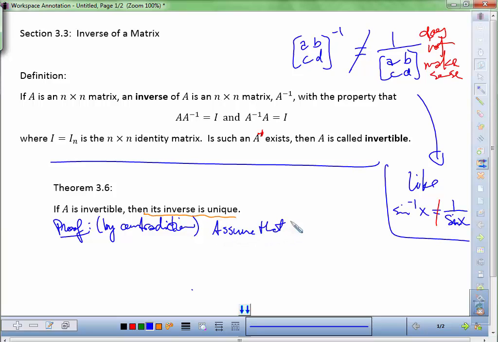What we're going to do is assume that the conclusion is false. Assume that B and C are inverses where they're not equal to each other. So we're assuming that we have two different inverses that work for this.